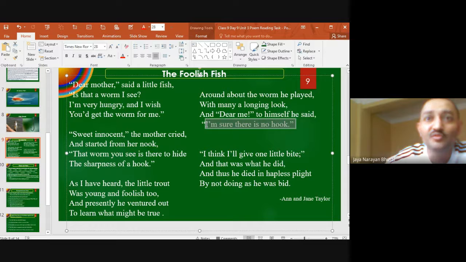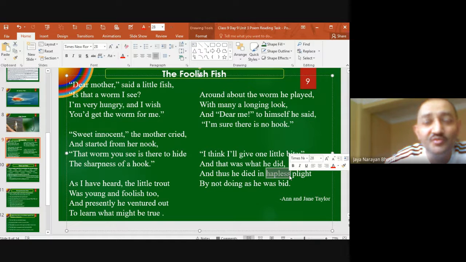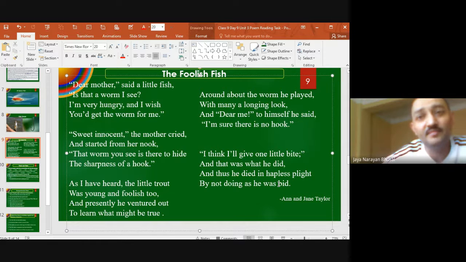But actually, his conclusion, his decision, or let's say his plan, does not go the way he decided. Okay, let's see, I think I'll give one little bite. And that was what he did. And thus he died in hapless plight. Hapless means unfortunate. Plight means sorrow. Okay? Hapless plight by not doing as he was bid. Bid means ordered, asked, told, suggested by his mother.